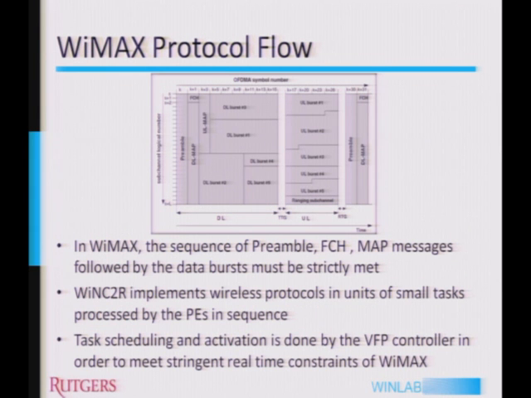The picture here shows a typical WiMAX flow implementing time division duplexing. The WiMAX protocol dictates that the sequence of preamble, the frame control header, and the mapping messages followed by the data bursts must be strictly met, which means that these messages have to be triggered off one after the other in a sequence. In order to provision such a flow in WinC2R, we require tasks to implement each sequence, and they have to be executed one after the other in sequence. And as we've seen before, it is the function of the VFP controller to schedule and activate the tasks.